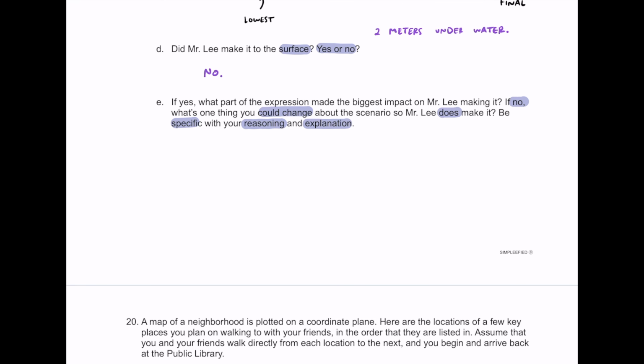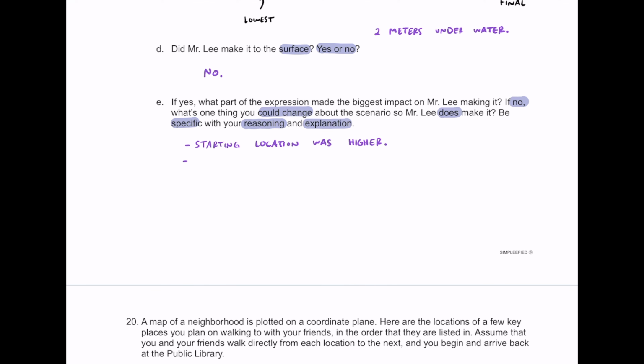All right, so what's one thing that could have changed that maybe would have impacted Mr. Lee making it to the surface? Well, one, maybe if the starting location was higher, because when we fall 40, then you wouldn't go as deep in the water. Starting location was higher. That's one specific thing that we could change that would then maybe alter the result of whether he makes it or not.